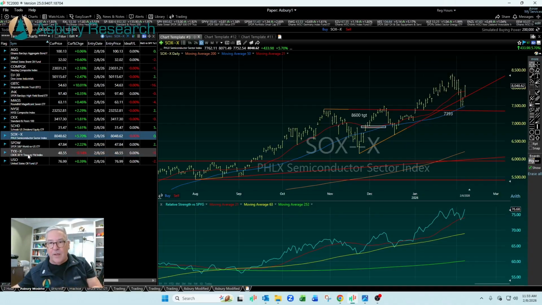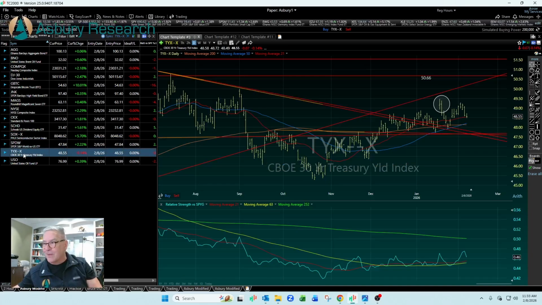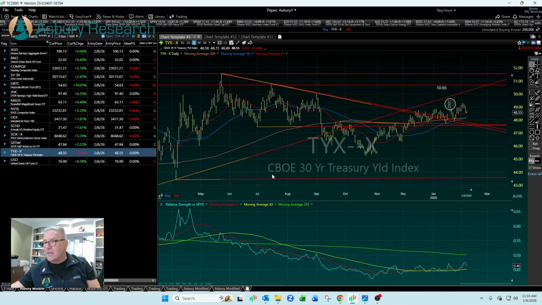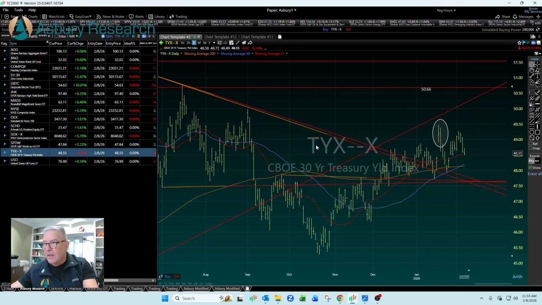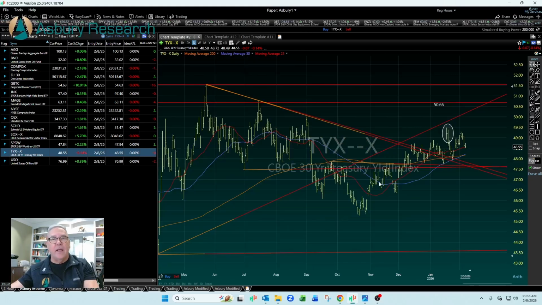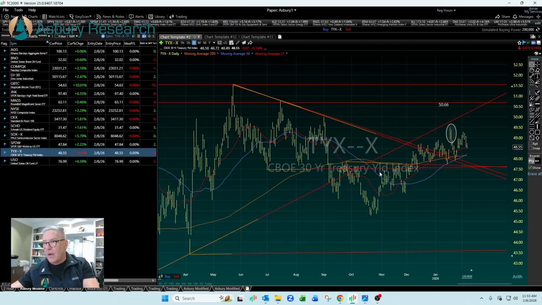One last thing to pay attention to, and then we're going to call it quits for today. This is the 10-year note. This is the US 10-year. This is the yield of the 10-year note. It's an index that tracks the yield of the 10-year note.